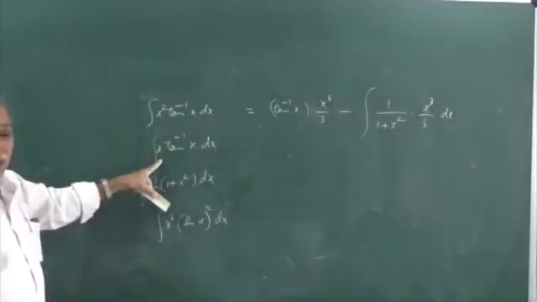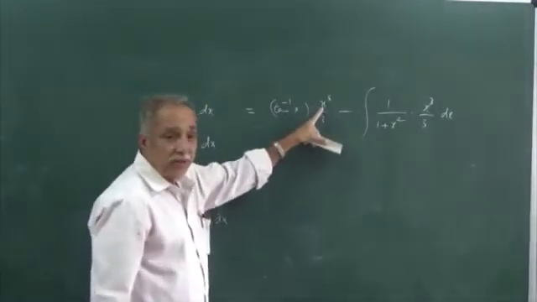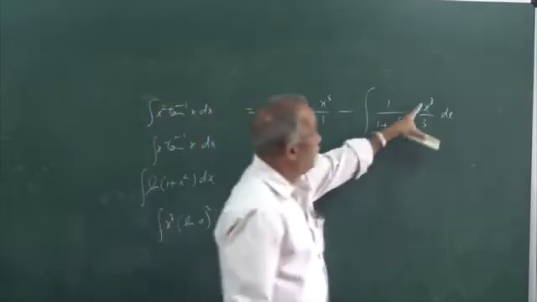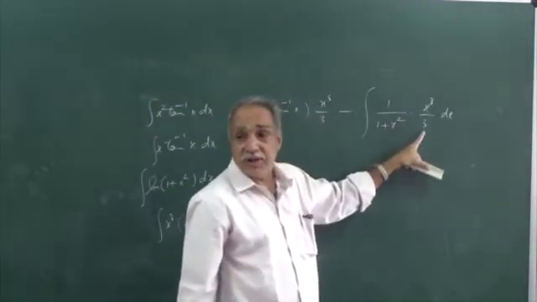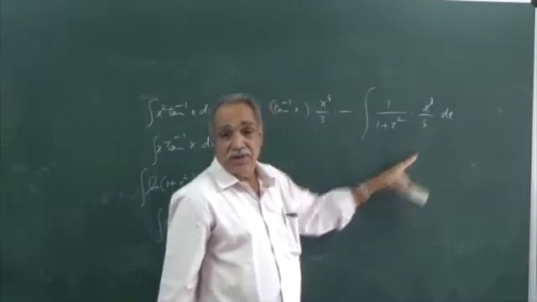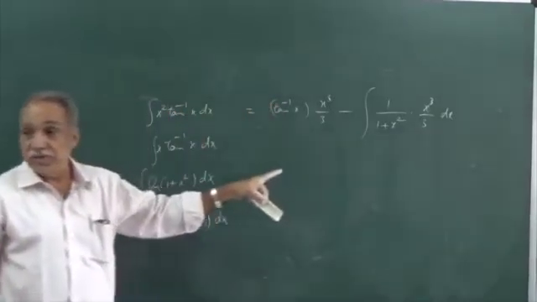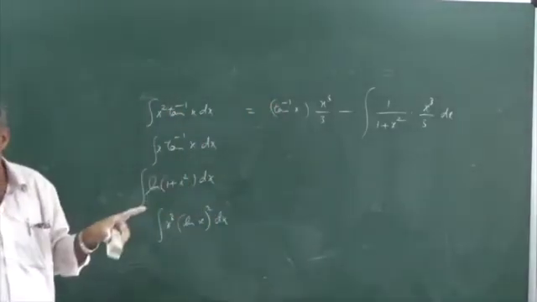Same thing, instead of getting x cube by 3, we will be getting x square by 2. This will be x square by 2. The process will be a little bit simpler. Even then the fraction is improper, but division requires only one step.